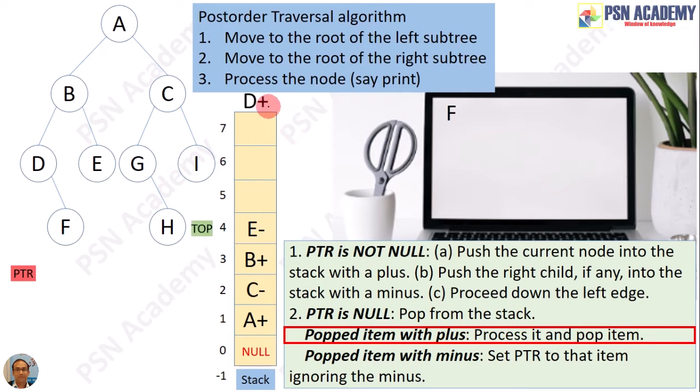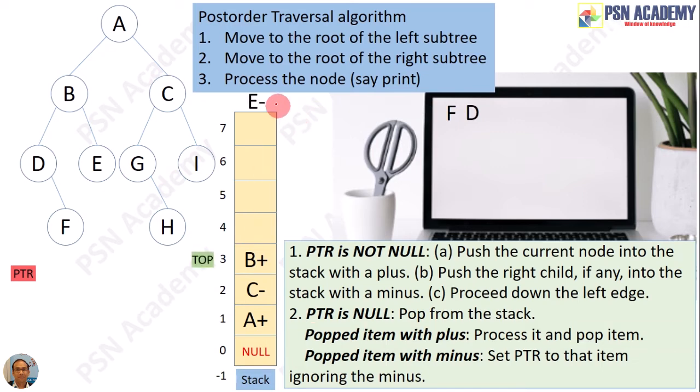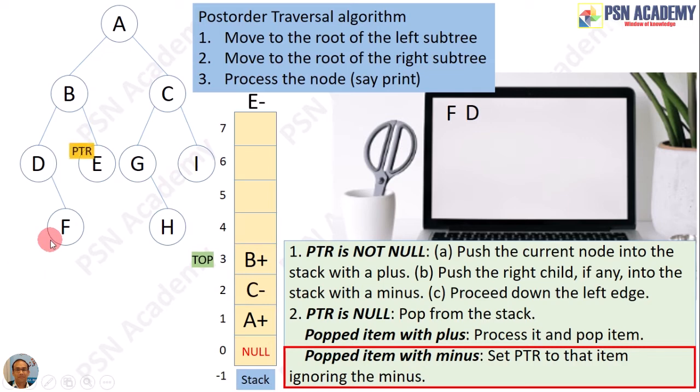So D plus comes out next. We say the popped item is with a plus sign. Process it, and pop an item again. Now this popped item is with a minus sign. So we move to the step where it is asked to set PTR to that item, ignoring the minus. So PTR is null now. It will be set to E.